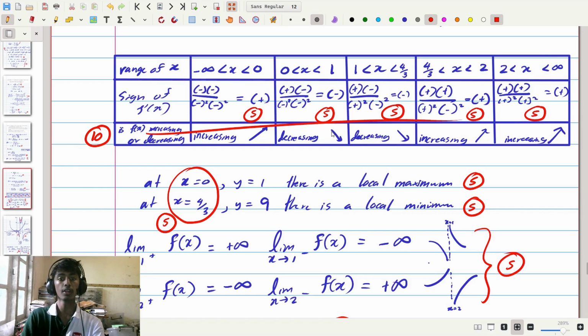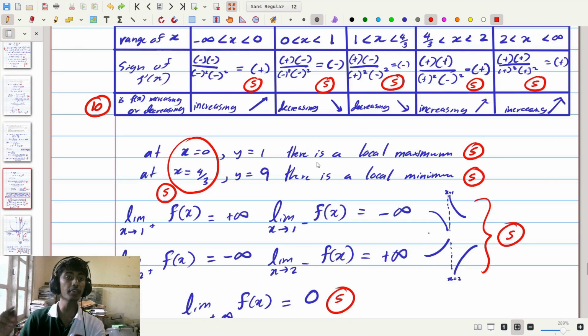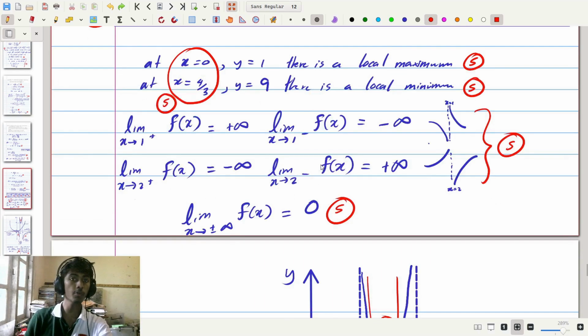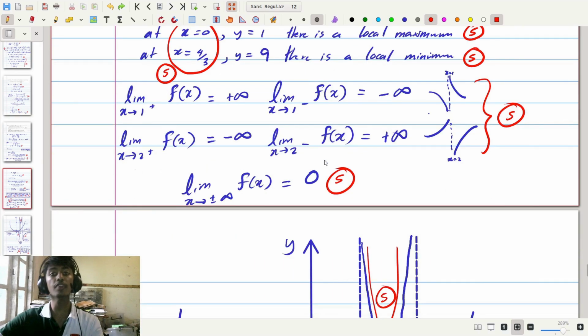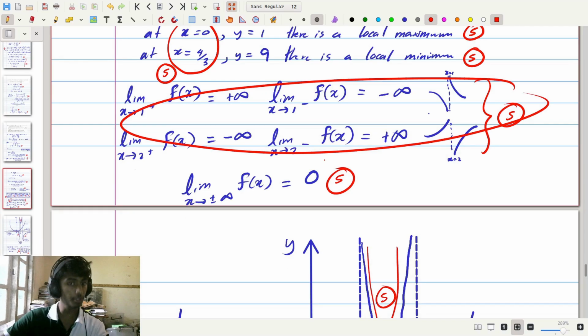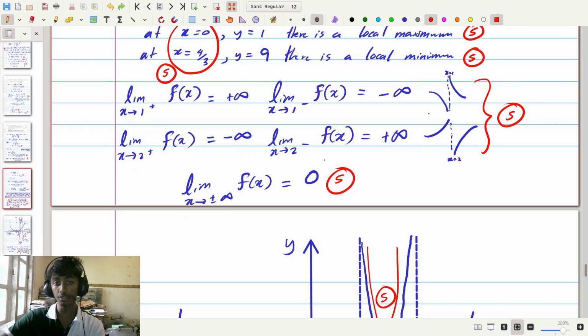Now after this, for the 2 turning points, when you identify that the 2 coordinates at which the 2 turning points occur are x equals 0 and x equals 4 over 3, that gets you 5 marks. After this, when you write down the 2 coordinates and say that the first one, x equals 0, y equals 1, is a local maximum, and the other one, x equals 4 over 3, y equals 9, is a local minimum, you get 5 marks for each of them. Now after the local minima and maxima, when you then move on to the asymptotes, for finding the 2 vertical asymptotes like this, both of them get you 5 marks, and for finding the horizontal asymptote, you get another 5 marks.